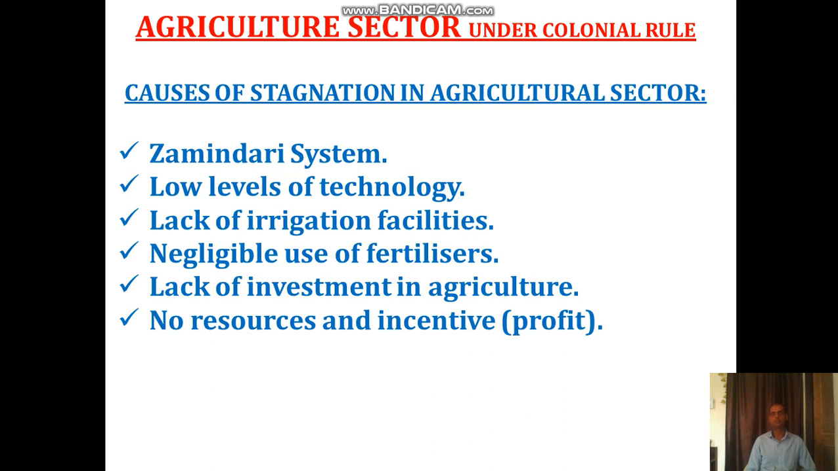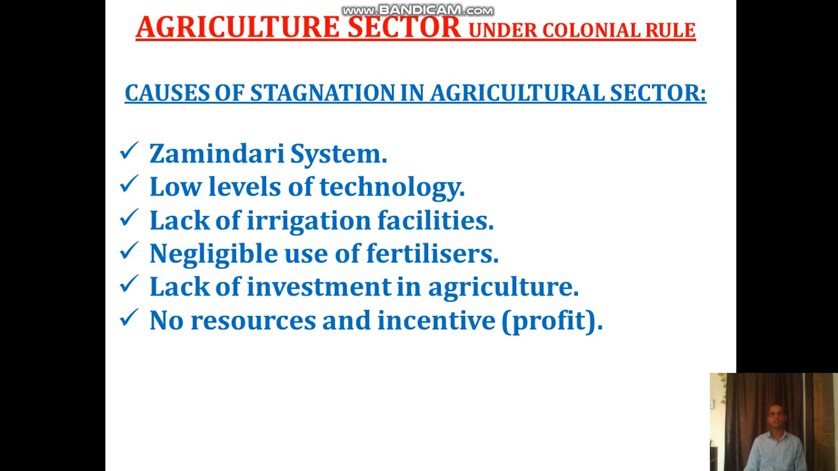Causes of stagnation means the growth was not there. So the causes were, firstly, the Zamindari system. Zamindars worked for the Britishers, and they collected revenues. Their main interest was to collect revenues, and they never developed the agriculture sector. And secondly, a low level of technology was used in the agriculture sector.